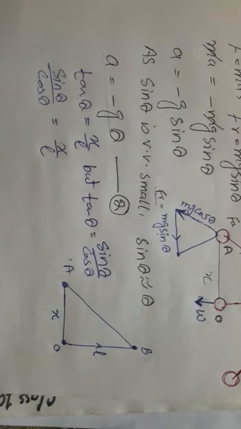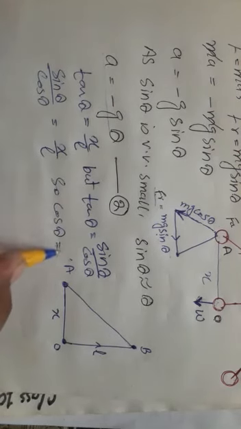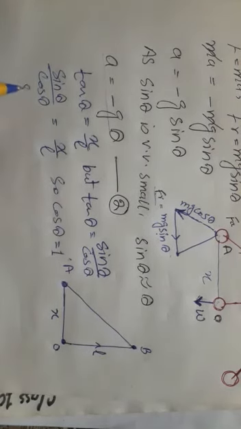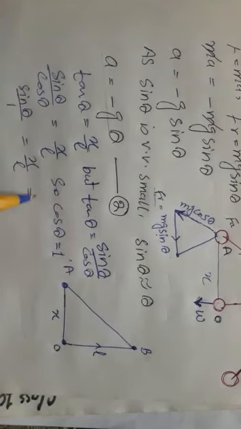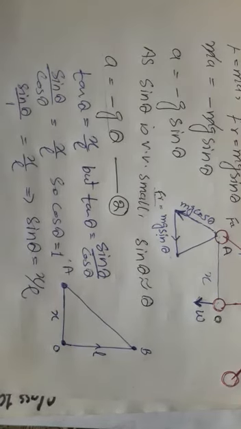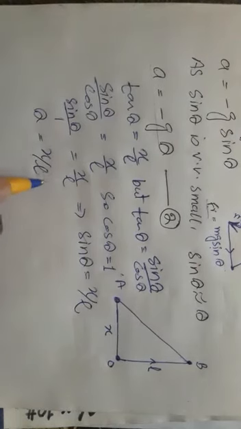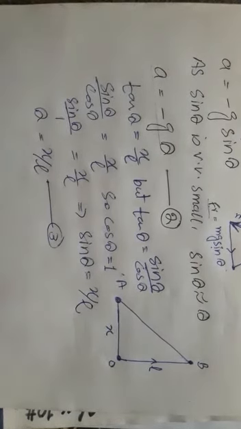जैसे कि हमने बयान किया था कि यहाँ पर थीटा बहुत स्मॉल है, so cos theta is equal to 1. So we'll get sin theta divided by 1 is equal to x over L, or sin theta is equal to x over L. Or we can also write that theta is equal to x over L, because theta is very small. So that is our equation 3.